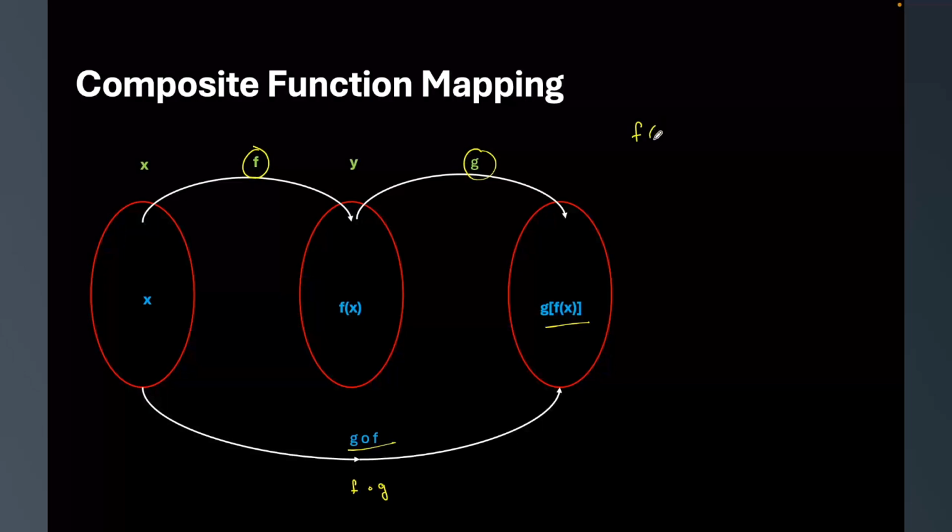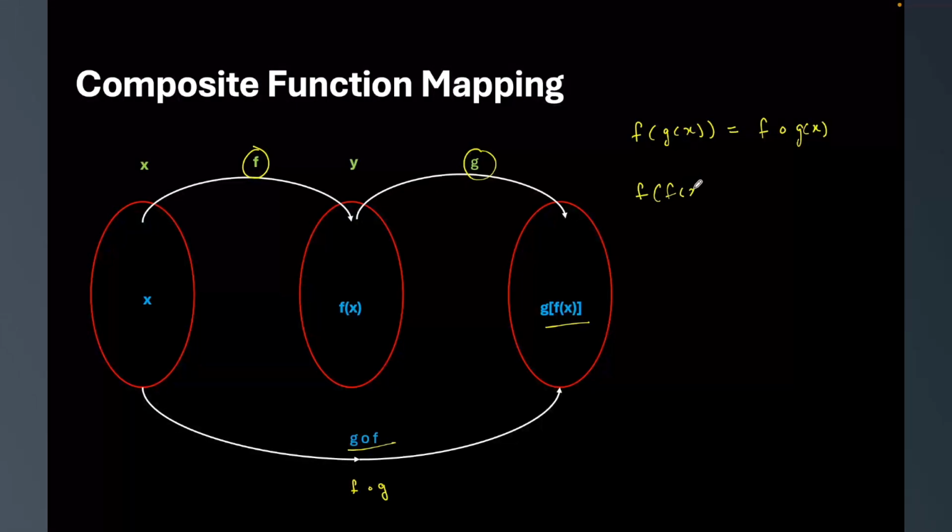So if you want, I can write the notations here just for clarity. I can write this f of g of x as f o g of x, like this. Or if you have f of f of x, that's also very much possible. And finally g of g of x would be written as g o g of x. That's about it.